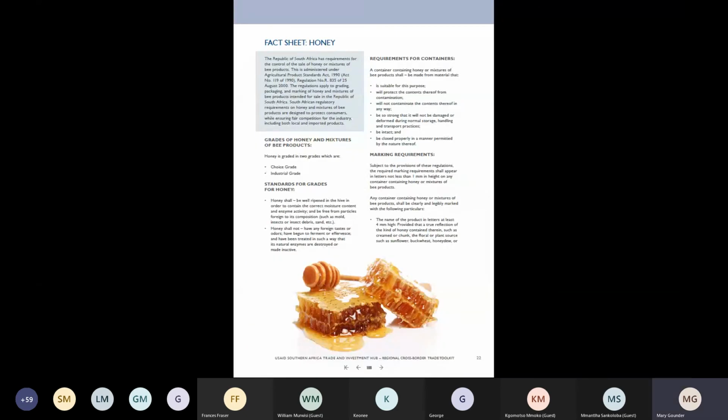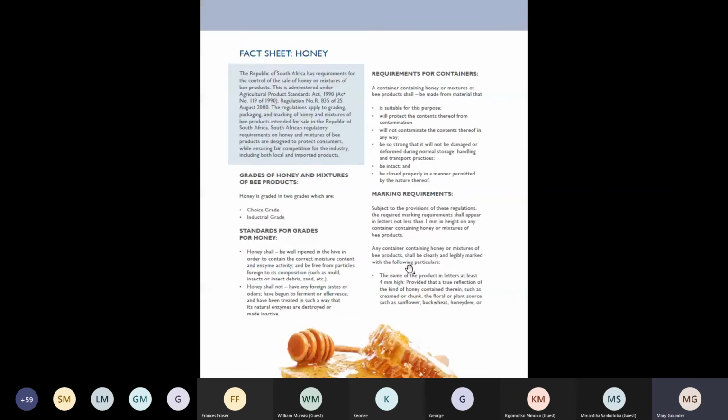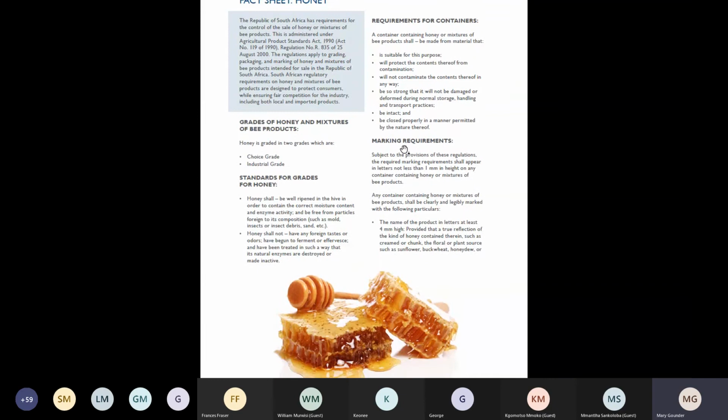Okay, this is the fact sheet on honey. And you'll see that in South Africa, we have two grades, which is choice grade and industrial grade. What we've done with the fact sheet on honey, we've even given you the marking requirements. So when it is packaged, there are specific marking requirements for honey.